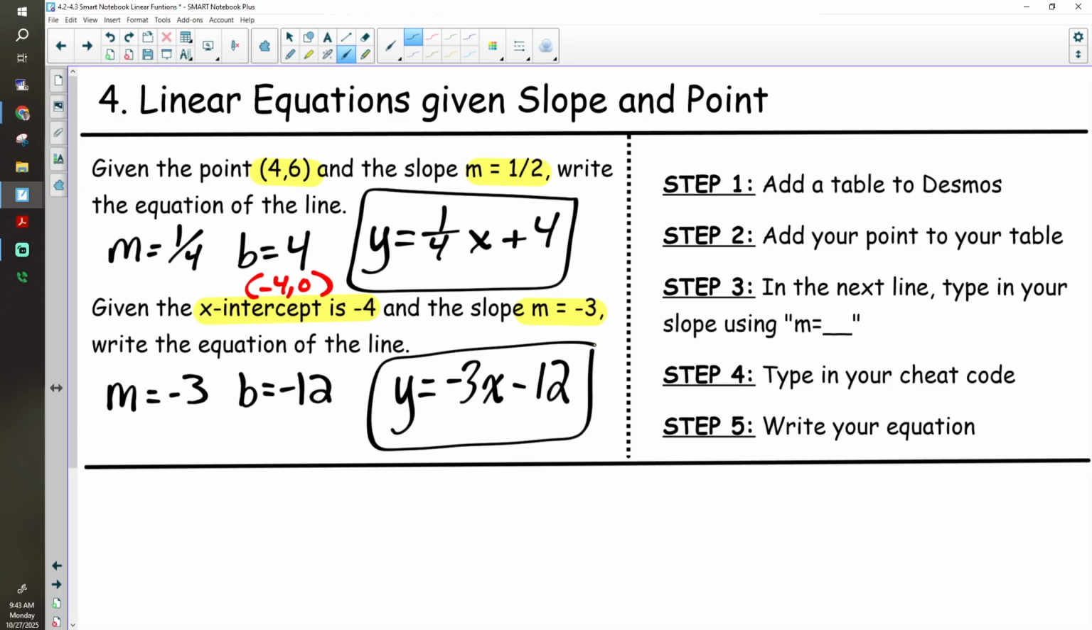Do I have more on here? Do I have one more? Really? That's everything? We done did it?